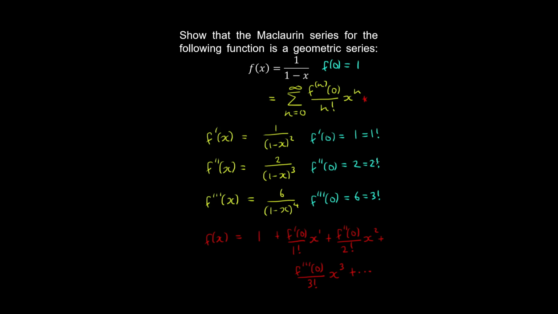And you can see that the derivatives are factorials themselves, so these are all going to cancel. So this gives us a geometric series with a constant of 1 and a ratio of x. And therefore the geometric series converges when the absolute value of the ratio is less than 1. And this is the sum of the geometric series, as we've seen before.